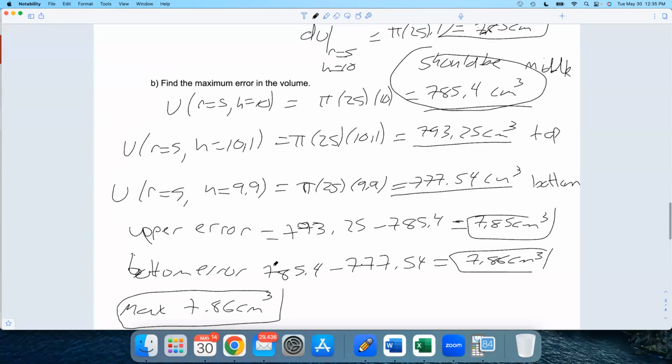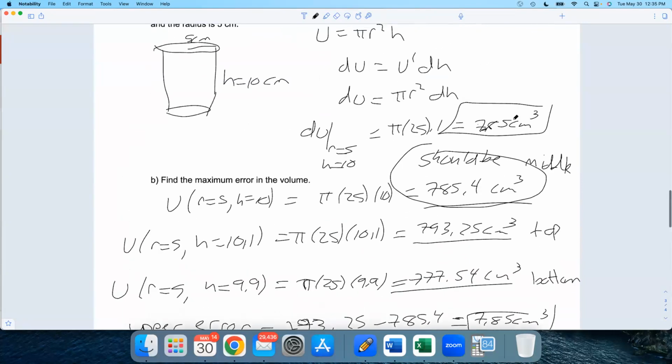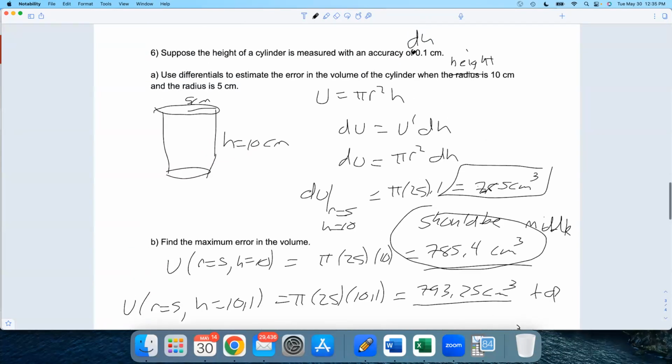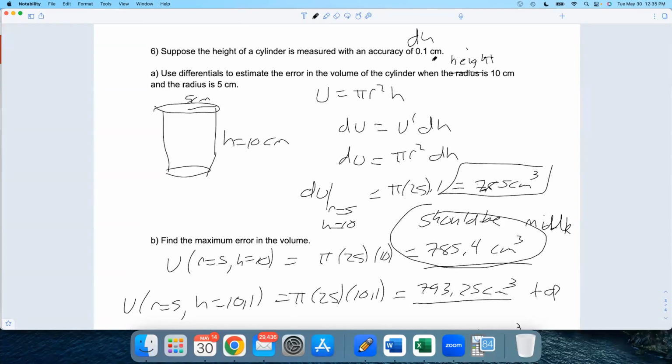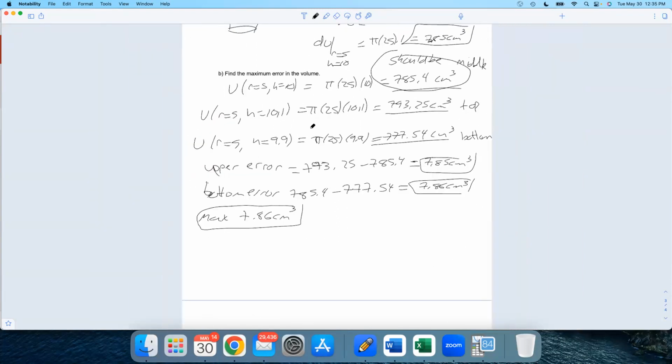Now, what did our differential tell us to expect? It said your maximum error is going to be around 7.85 cubic centimeters. So the differential, look how much less work that was. And it was just an approximation, but it's a pretty good approximation as long as delta H here is small. Okay, that's a good place to stop.